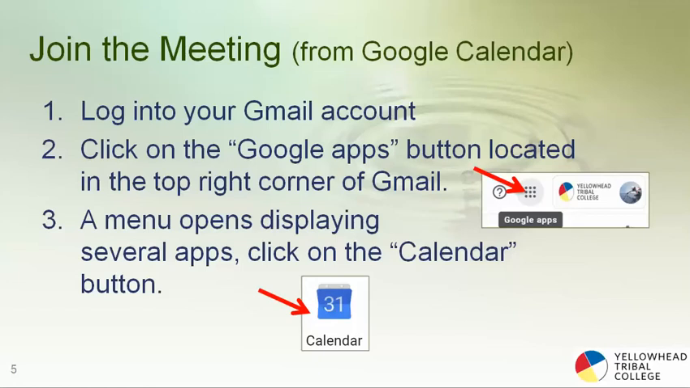You can also join a meeting by entering the calendar item itself. You will notice the beginning steps are very similar to joining from Google Meet. Start from your Gmail account, if it's open, then click on the Google Apps button. Finally, when the menu opens, click on the calendar button.